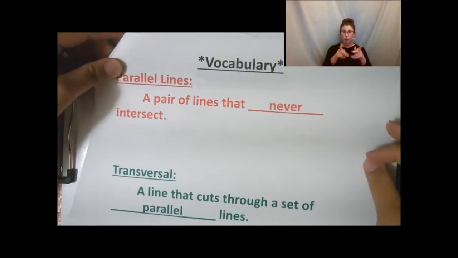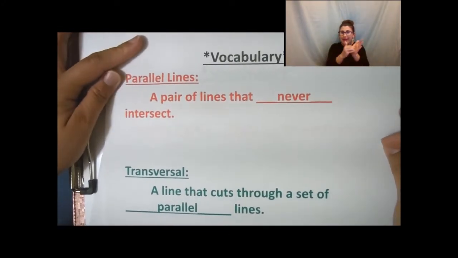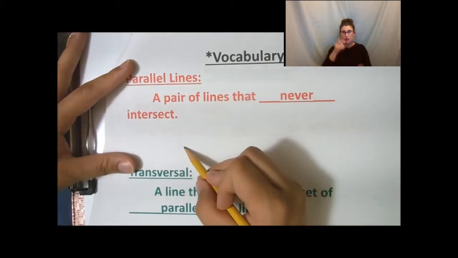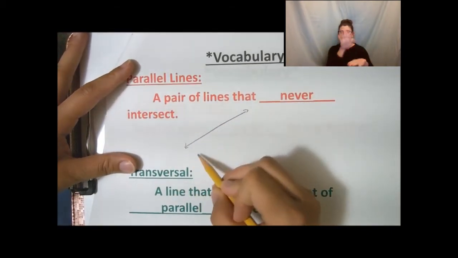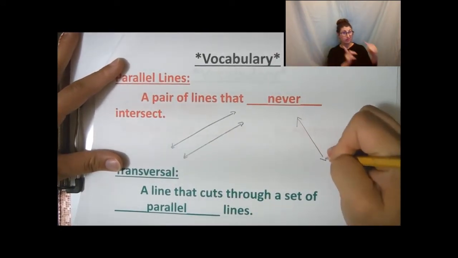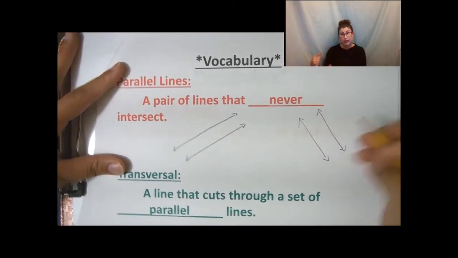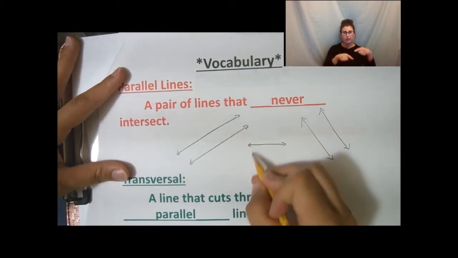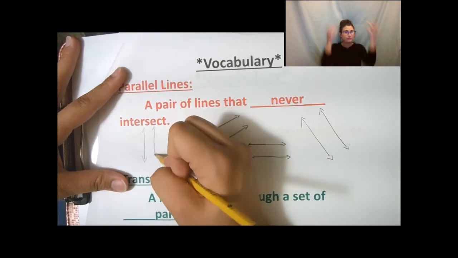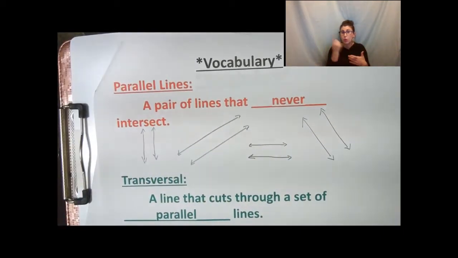All right, let's review this vocabulary again. Parallel lines: a pair of lines that never intersect. They can look like that, like that, going this way, or they can go straight up and down, as long as they never touch.